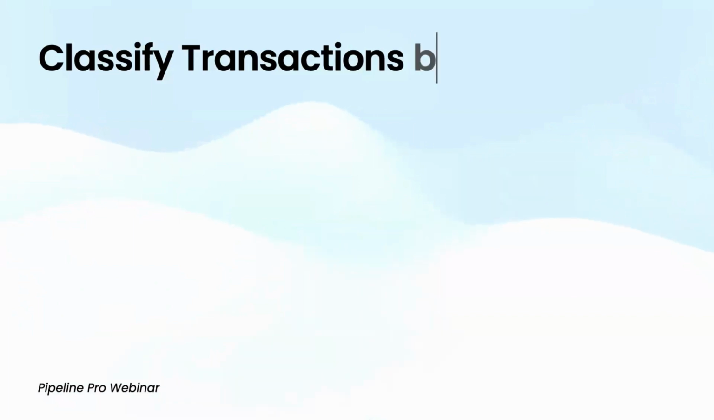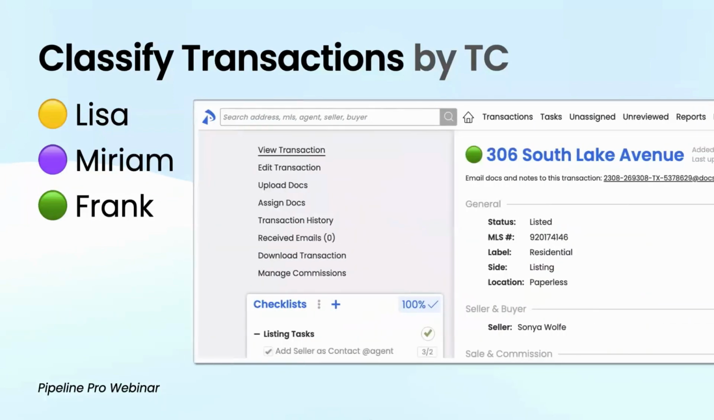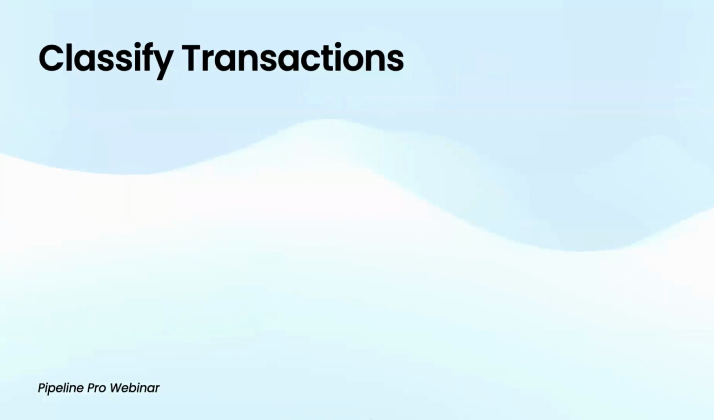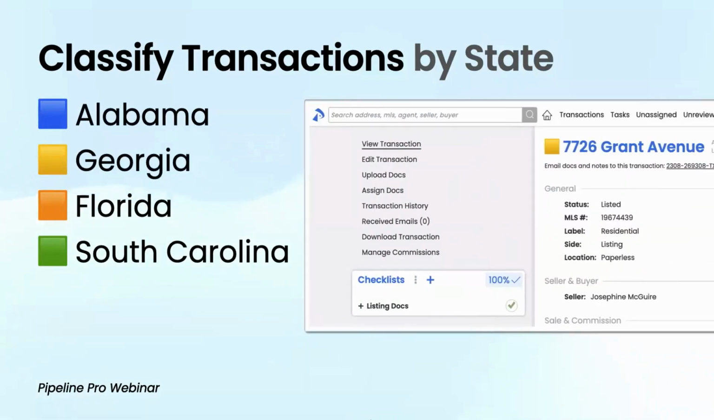For example, some offices have different transaction coordinators, and they may use emojis to represent the different TCs responsible for a specific transaction. Using this method, I can easily identify that on this South Lake Avenue transaction, Frank is the TC. Another example of classifying transactions, some offices represent buyers and sellers across different states, and they may use emojis to represent the state a property is in. Using this method, I can easily identify that this Grant Avenue transaction is in Georgia.